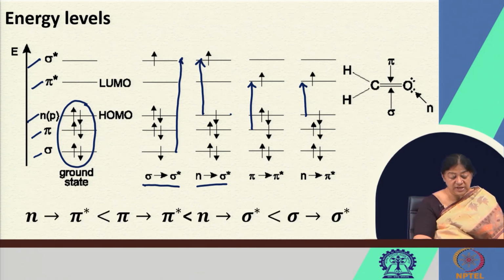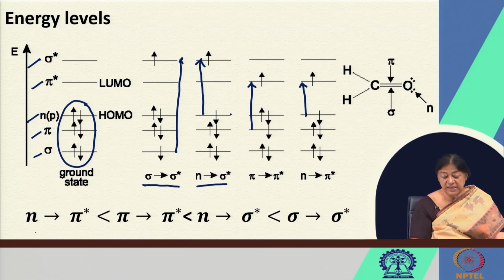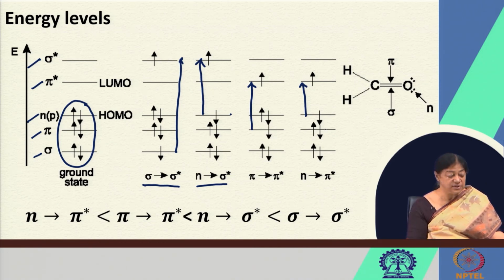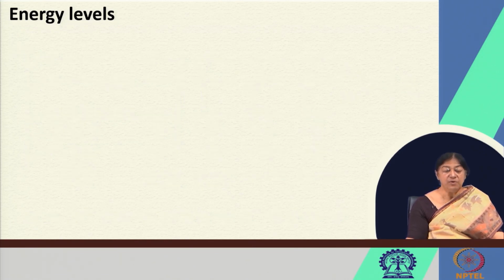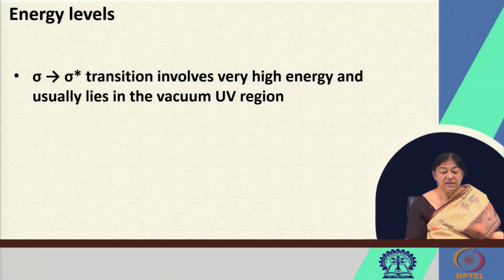So if we look at the transitions, we see that the n to pi star is less than the pi to pi star, less than the n to sigma star, less than the sigma to sigma star in terms of the energy levels that we are talking about. We saw that the sigma to sigma star transition involves very high energy and usually lies in the vacuum UV region.